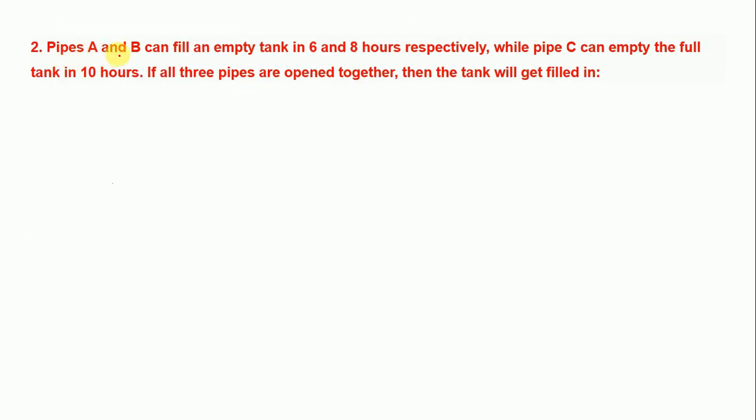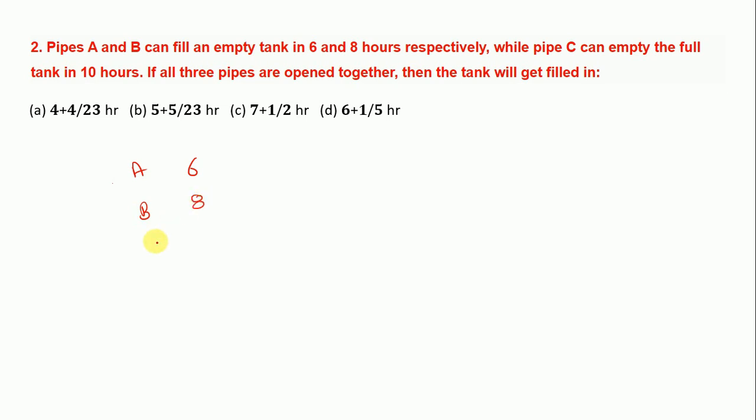Pipes A and B can fill an empty tank in 6 and 8 hours respectively, while pipe C can empty the full tank in 10 hours. If all the 3 pipes are opened together, then the tank will be filled in how many hours? So A is taking 6 hours, B is taking 8 hours, and C is taking 10 hours. But as it is emptying the tank, we will represent it in negative.